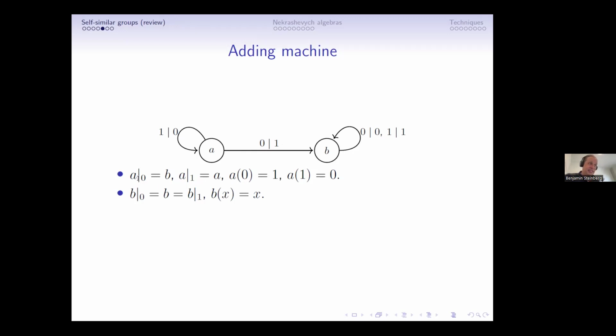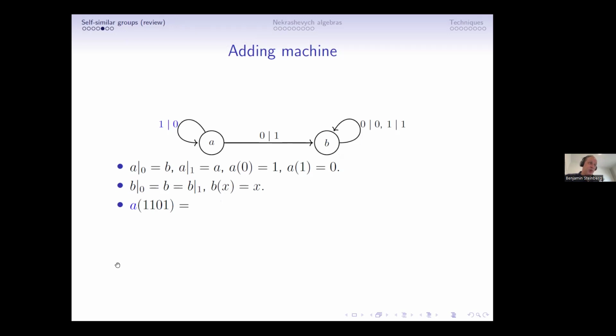So what this means is that the section of A at 0 is B, because when you see a 0, you move to B. The section at 1 is A, because if you see a 1, you stay at A. And if A sees a 0, it outputs a 1. And if it sees a 1, it outputs a 0. And B will output whatever the input is. It doesn't change the input.